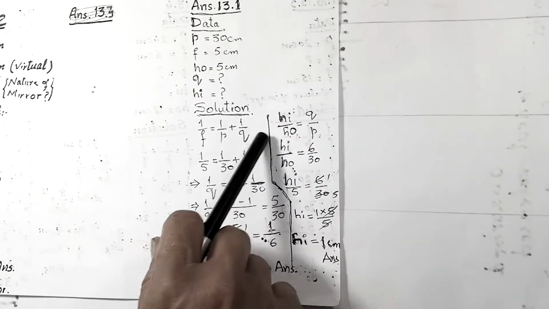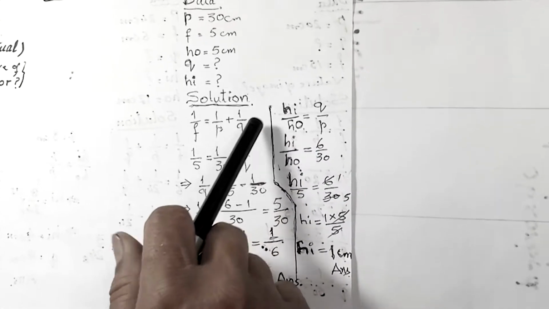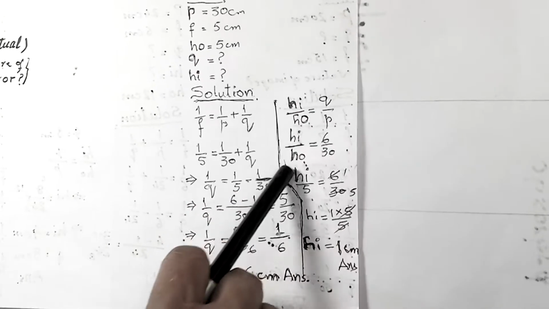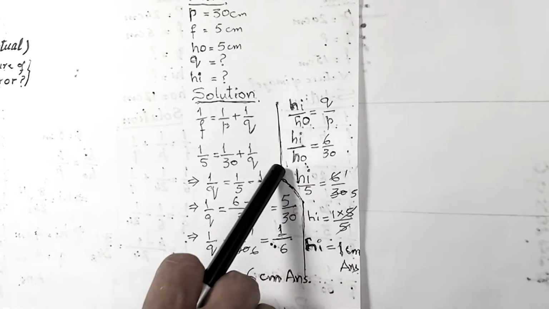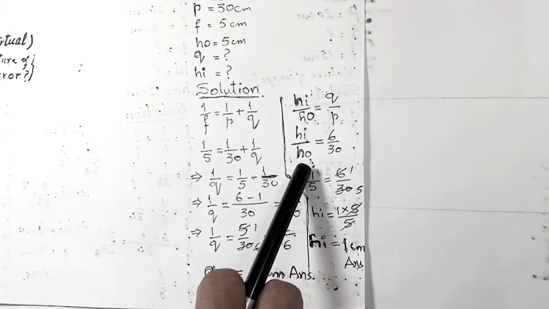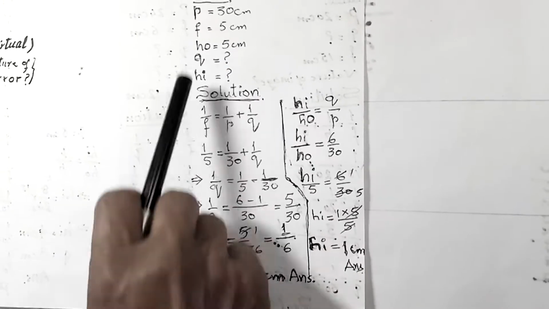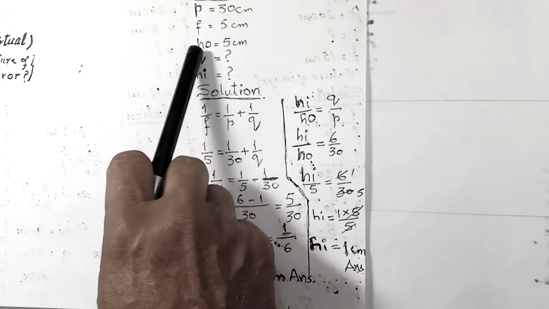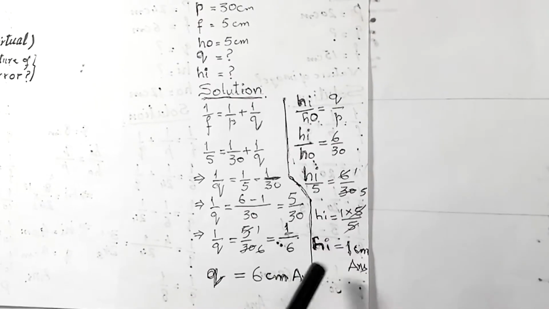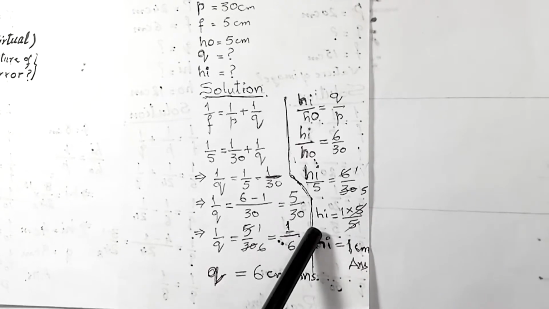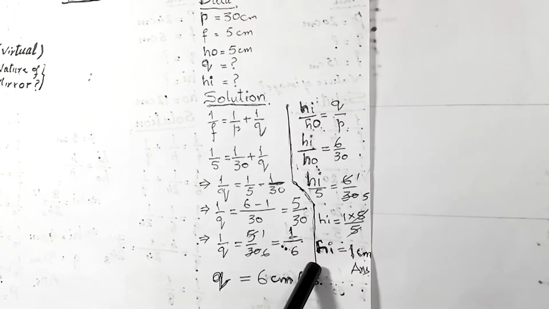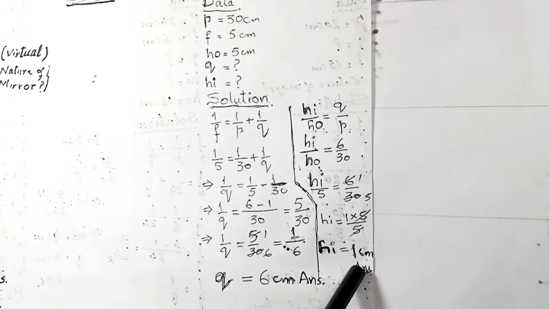Now the second formula, we will calculate the height or size of the image. HI upon HO is equal to Q upon P. By putting the values, HI upon HO is equal to 6 upon 30, and HO is 5 centimeter. Here in the data, size of the object is 5 centimeter, so instead of HO, we will write 5. Now by calculation, it will become 1 multiply 5 upon 5. 5 and 5 cancel. So HI, size of the image, is 1 centimeter.